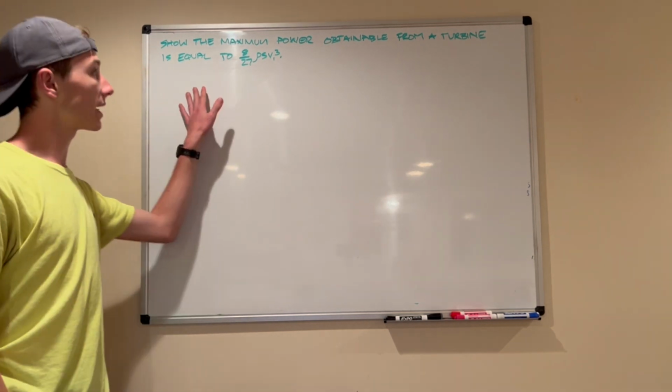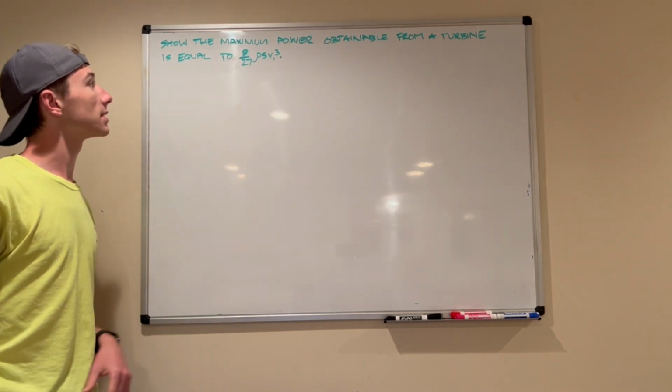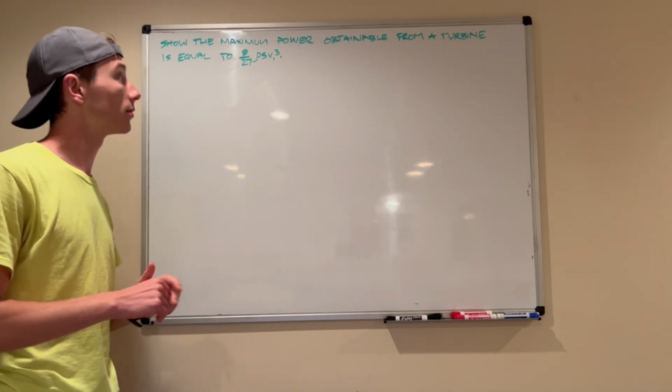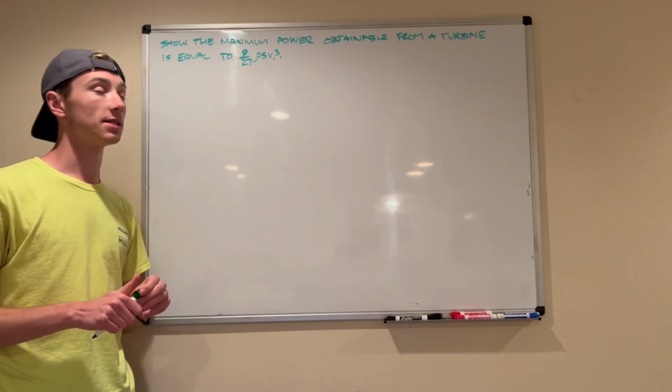Today we want to show that the maximum power obtainable from a turbine is equal to 8/27 times rho times the surface area of the wind turbine blades times the inlet velocity cubed.